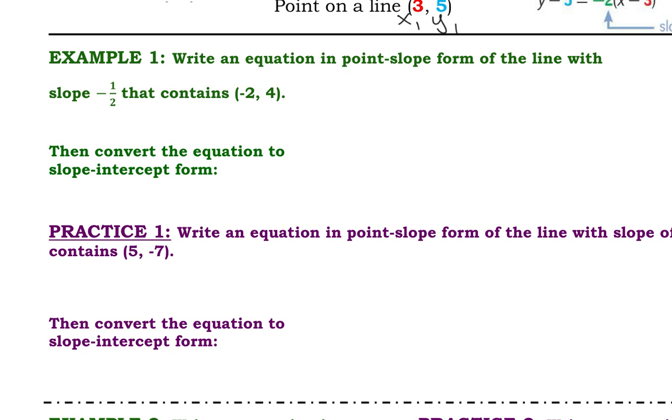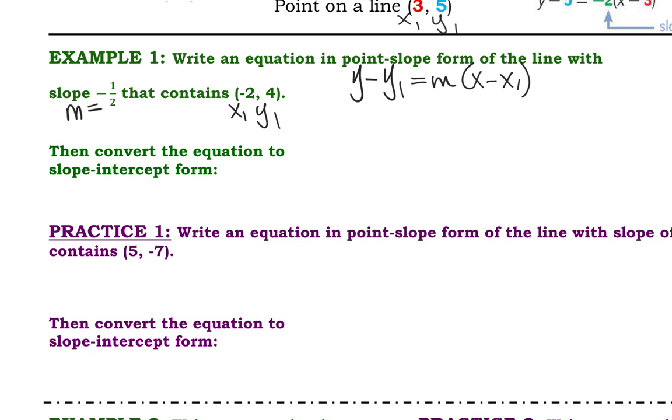So for example, it says write an equation in point slope form for the line with a slope of -1/2 that contains point -2 and 4. So we're going to go ahead and label the slope with an m. So m equals -1/2. Whatever your point is, we're going to label this x1, y1. And all I'm going to do is have you guys substitute first. So I'm going to start off with the formula. Y minus y1 equals m times x minus x1.